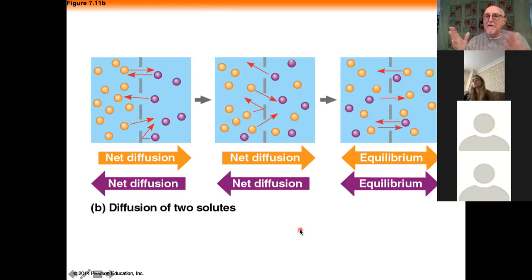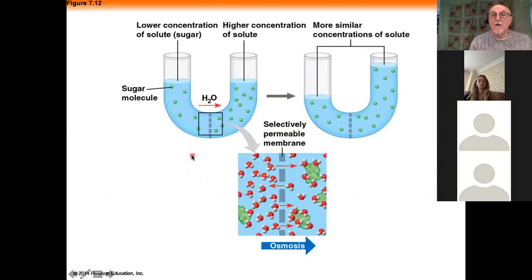That's relatively easy to understand. What is sometimes difficult initially to conceive of is that water is a substance just like any other, and it also moves down its concentration gradient. So if I have a solution where I have a lot of solute, and in this example, I have a lot of sugar on this side of this U-tube here.